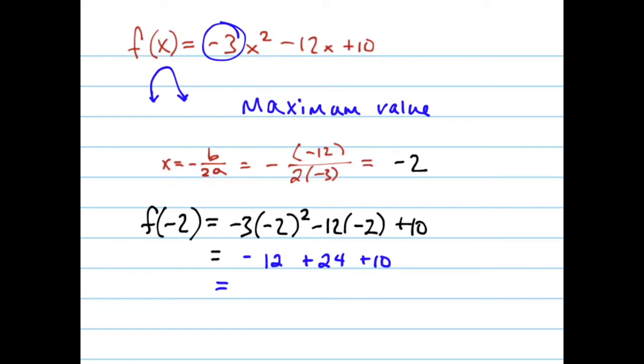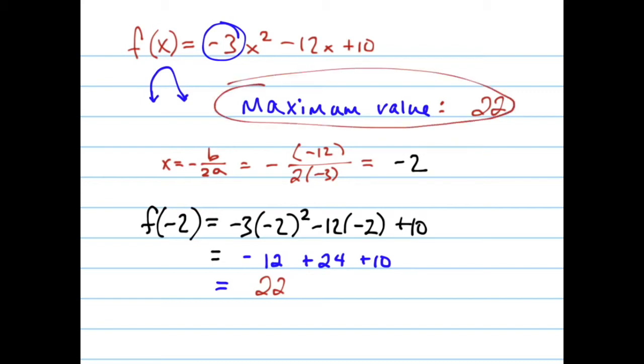Would we then divide? Nope. That just means the function when negative 2 goes into it, the function value when negative 2 is the input. What do we get? 22. So f of negative 2 equals 22. Yep, negative 12 and 24 is positive 12, and 10 is 22. So our maximum value is 22. There's our answer.